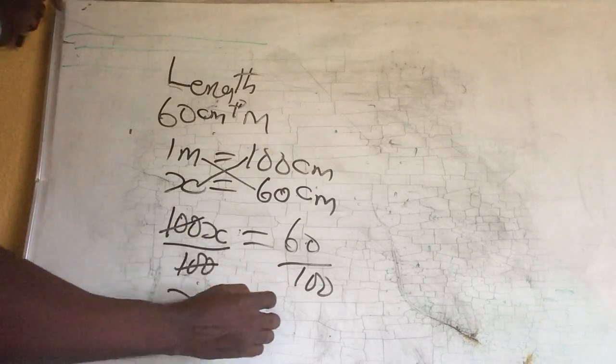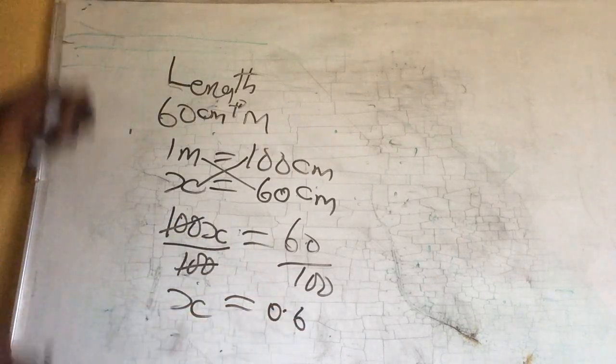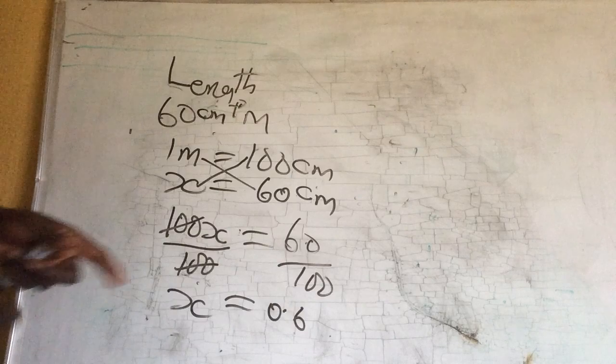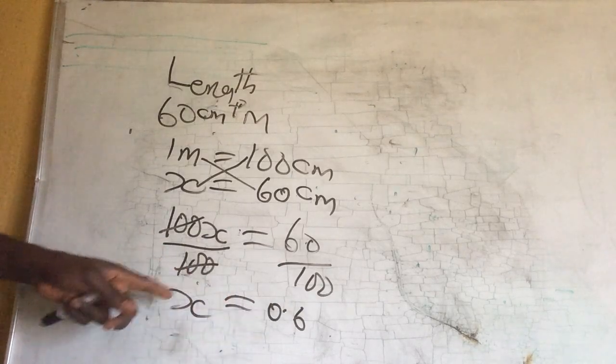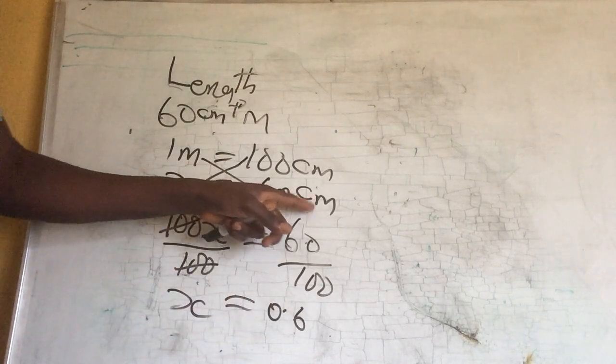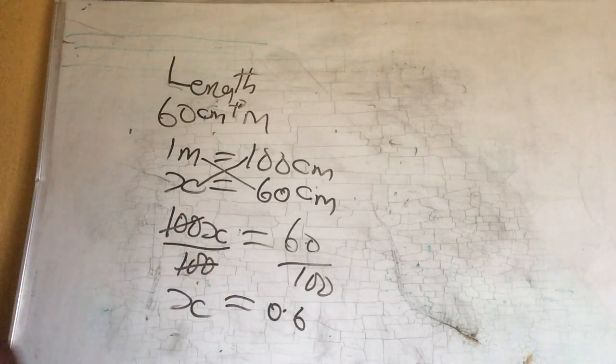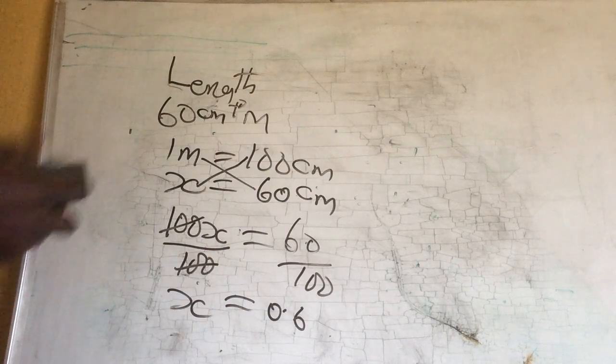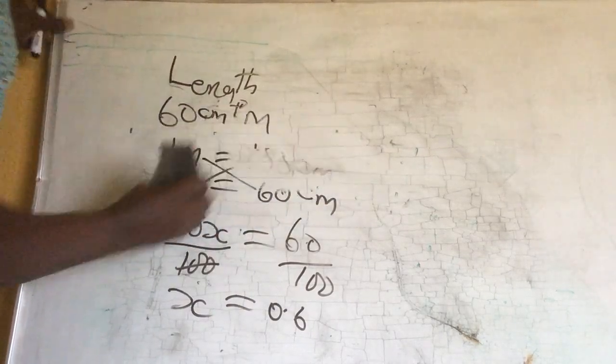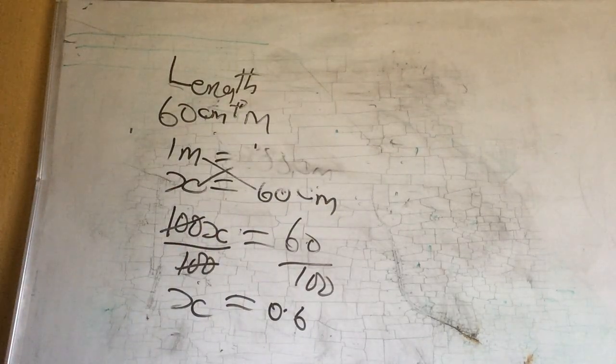It will give you 0.6. So the answer is 0.6. So 60 cm, what it will be in meters is 0.6. That's how to convert it. Then let me give you other examples so that I will be sure that you are clarified.